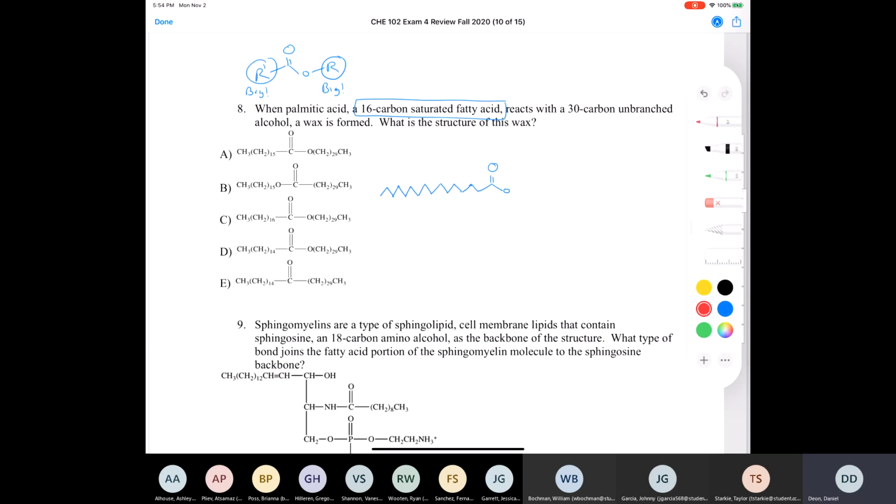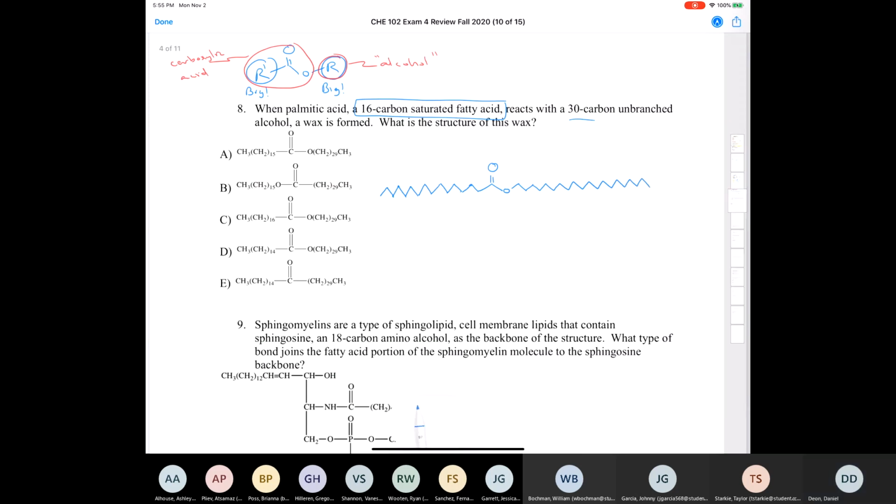Remember that this portion of the ester, the part that's near the oxygen with only single bonds, that part comes from an alcohol, right? And this part here comes from a carboxylic acid. Okay, so the alcohol portion is going to have 30 carbons. Look, 1, 2, 3, 4, 5, 6, 7, 8, 9, 10, 11, 12, 13, 14, 15, 16, 17, 18, 19, 20, 21, 22, 23, 24, 25, 26, 27, 28, 29, 30. Woo, just made it. So there's our wax. Could anybody tell me which one of these looks like the most reasonable answer?